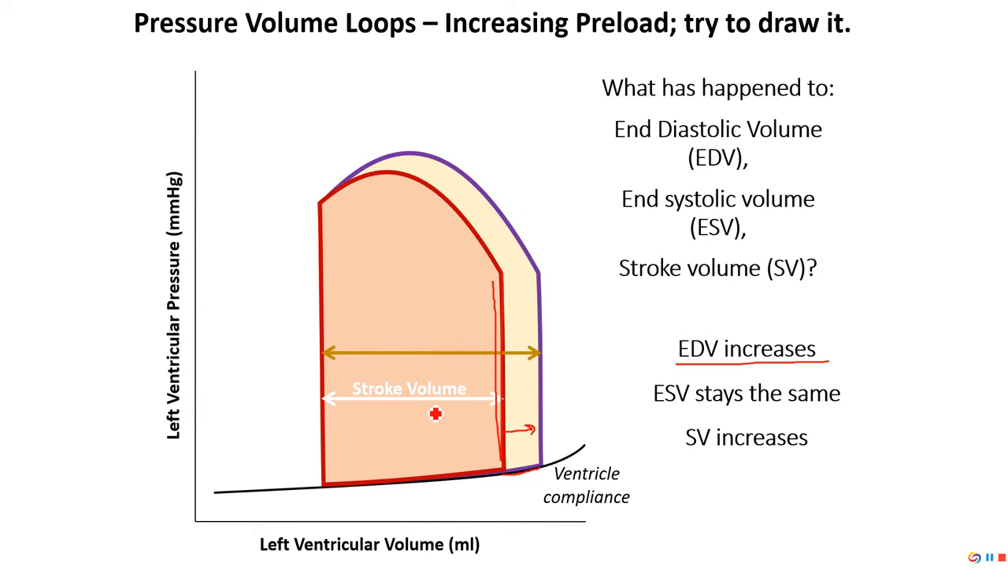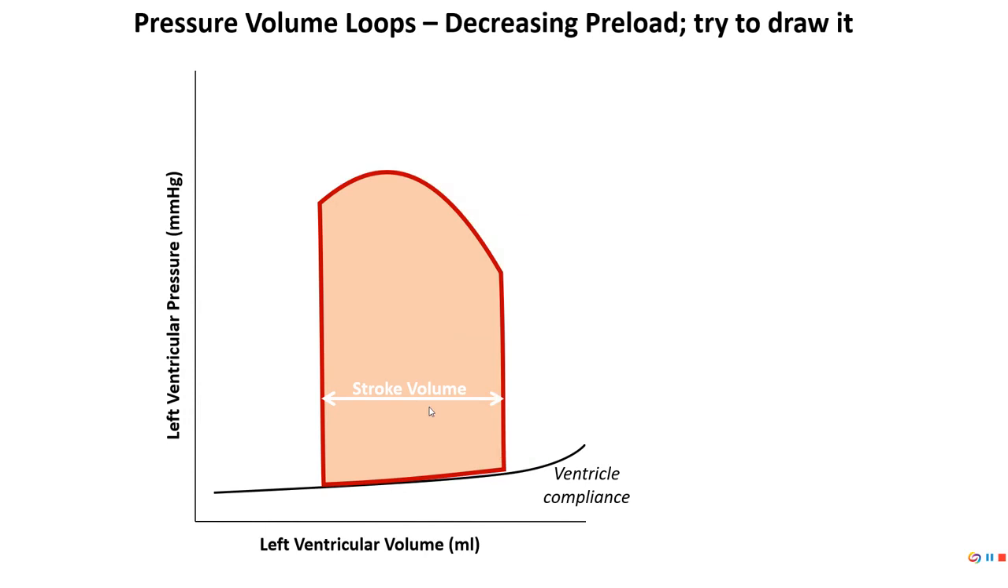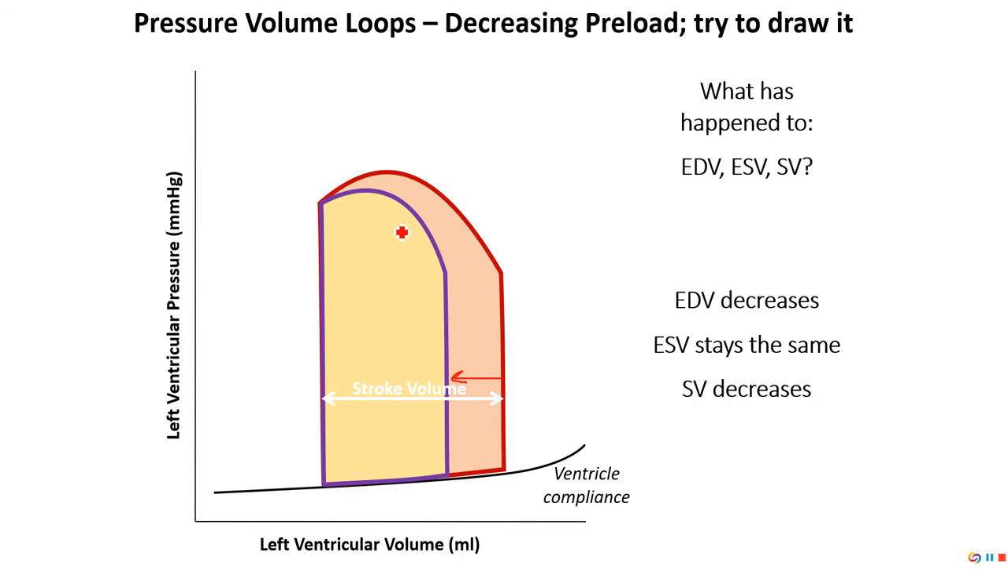All right, so let's do this again, but this time let's decrease preload. So in this case, end diastolic volume is going to go this way. Okay, my pressure won't be as great because I'm not ejecting as much blood. And so we have a lower end diastolic volume. Again, end systolic volume is not affected by preload, so that remains constant. But as a result, because end diastolic volume gets smaller, my stroke volume also gets smaller. So remember, preload is end diastolic volume. No real effect on end systolic volume, but it has a big effect on end diastolic volume.